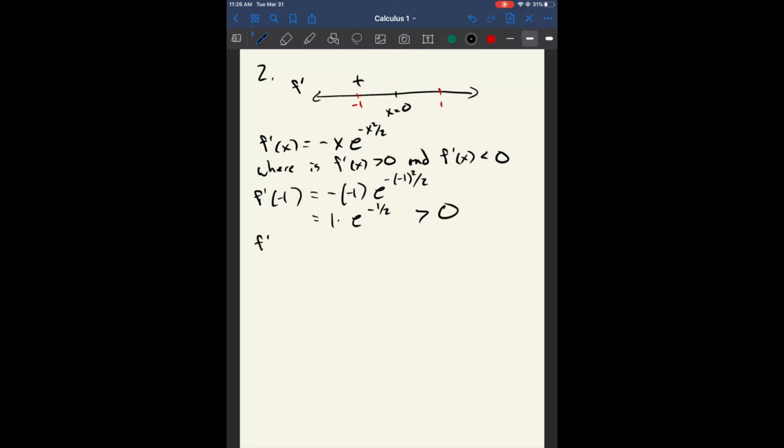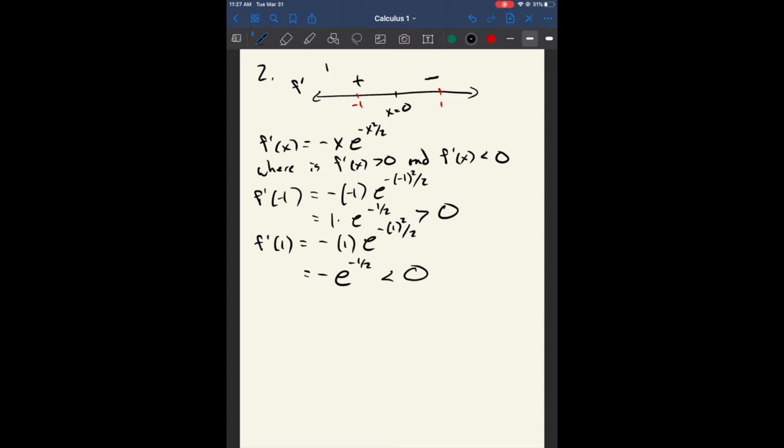Okay. So if I plug in 1, the next test point, I'm going to have minus a 1, e to the -1 squared over 2. And this is going to be minus e to the -1/2. And this number is less than 0. So you can punch that into a calculator if you don't believe me. But this number will be less than 0. So I know this is negative right here.